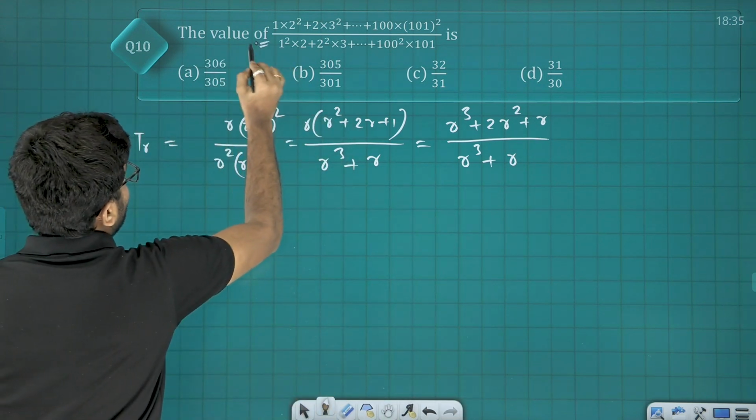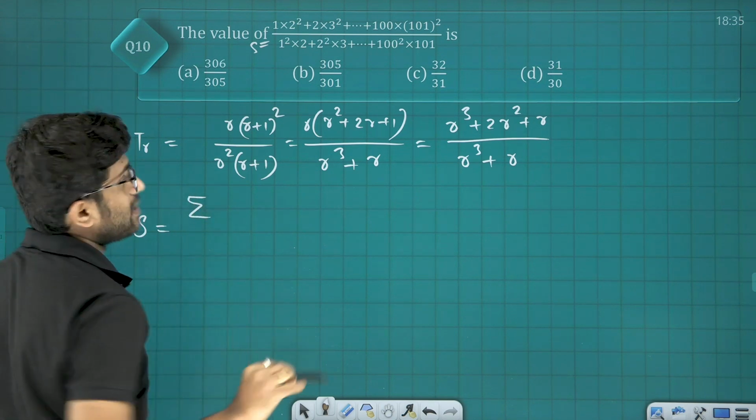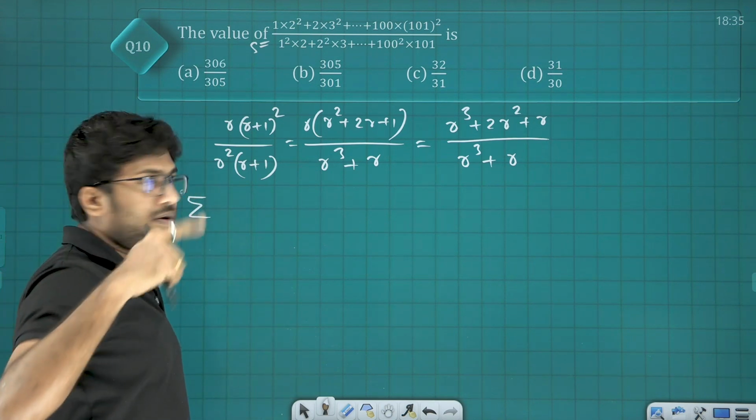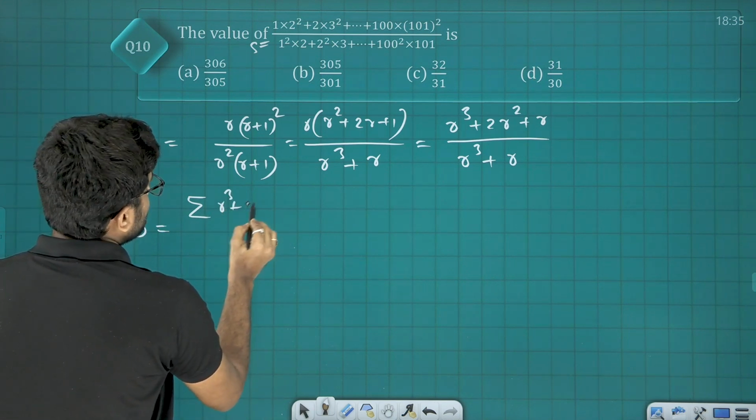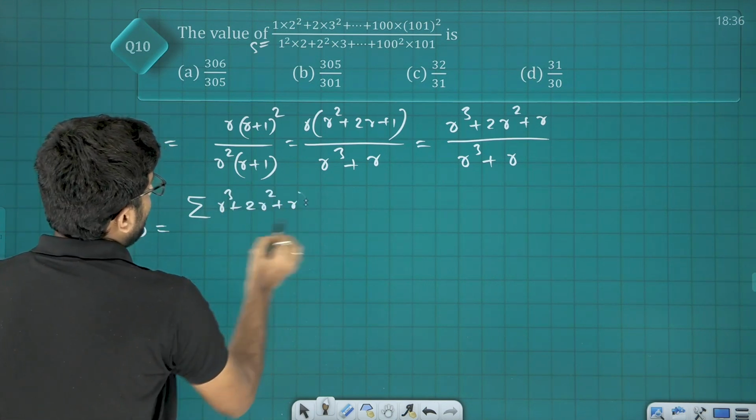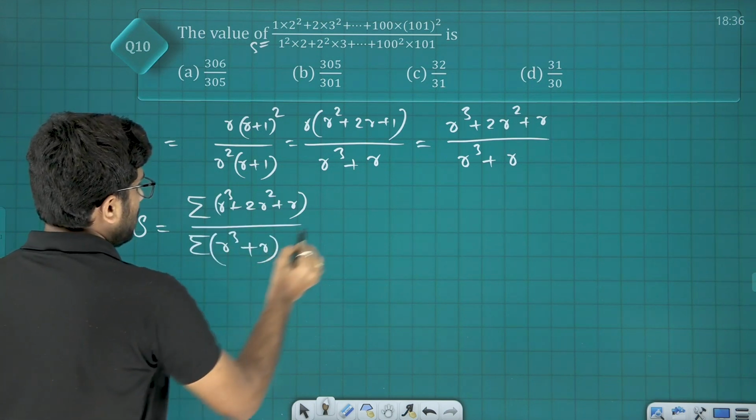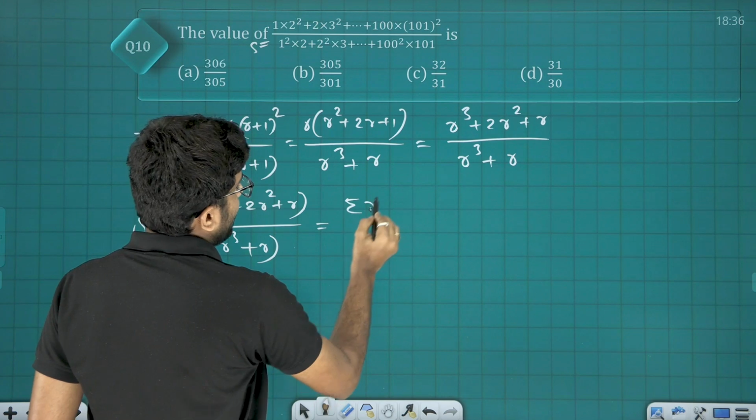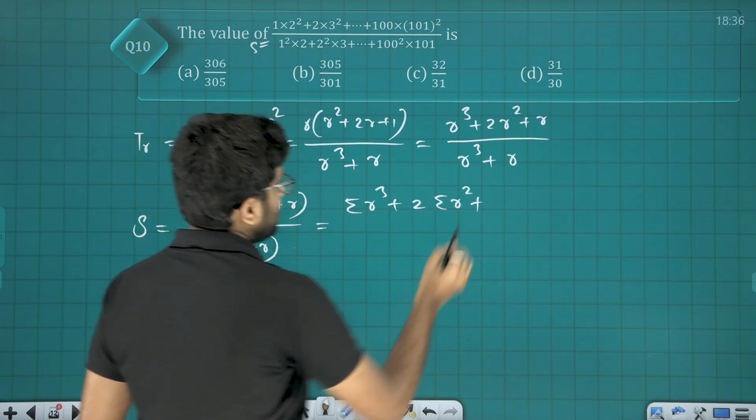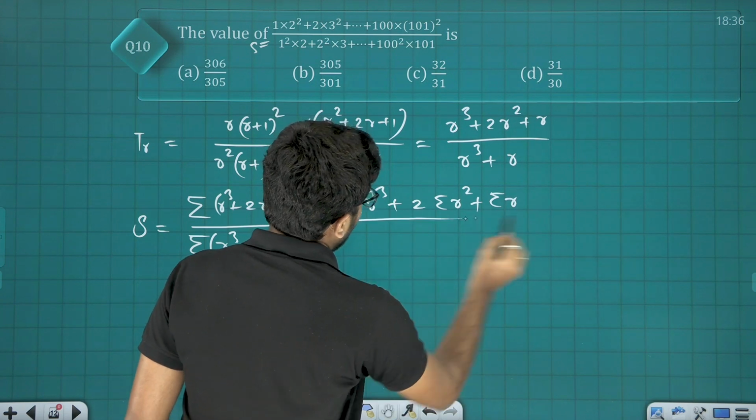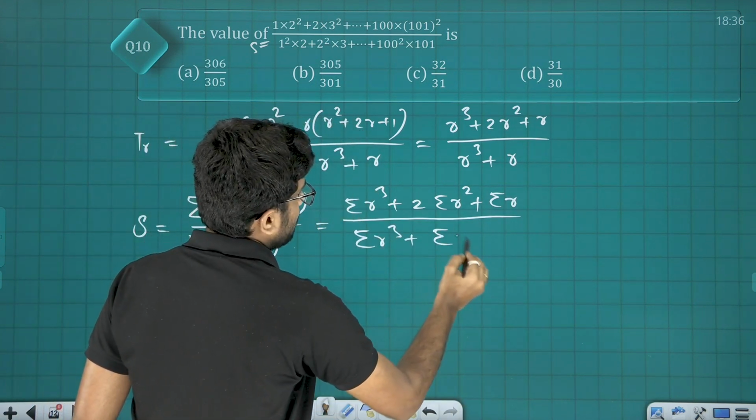Let us take this as some S. So finally S is equal to sigma. We apply summation to the general term of both numerator and denominator. So sigma (r cube plus 2r square plus r) whole divided by sigma (r cube plus r). Now we know we can split it as sigma r cube plus 2 times sigma r square plus sigma r, whole divided by sigma r cube plus sigma r.